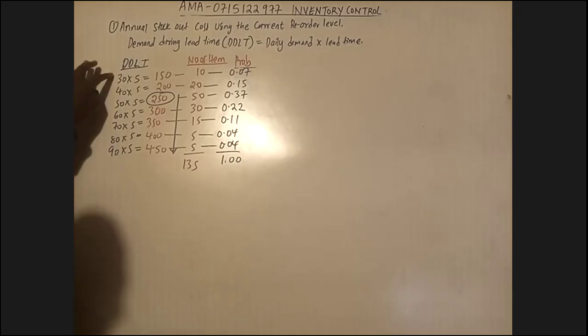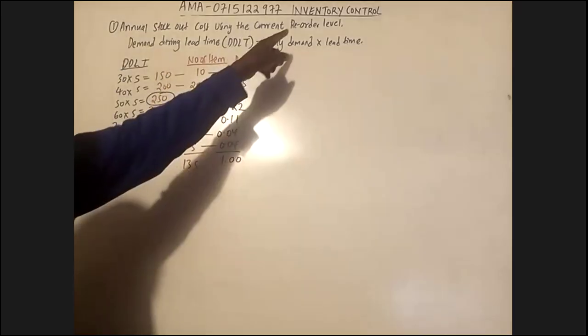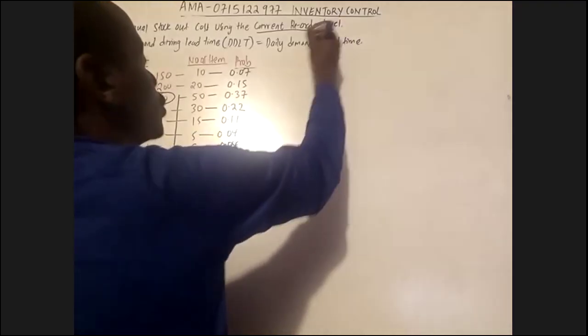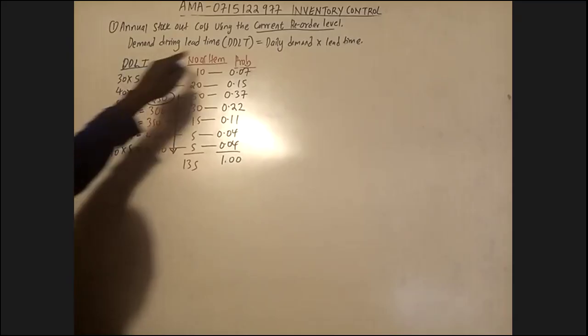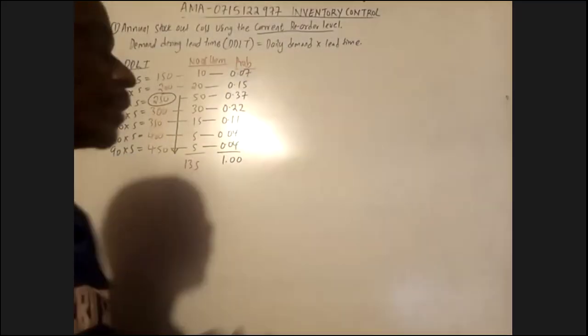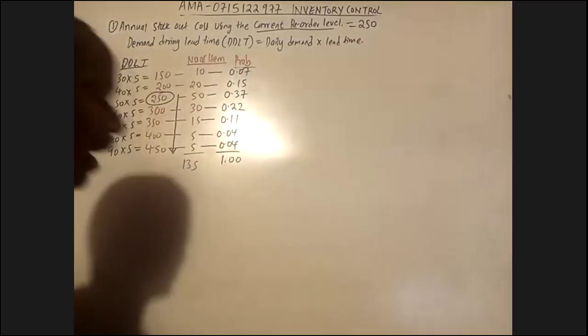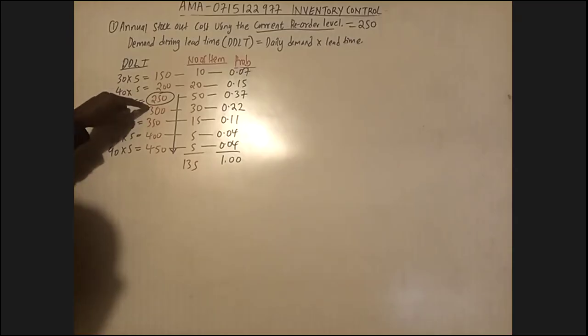Now once you find your DDLT, you compare your DDLT, the demand during the lead time, with your current reorder level. Remember our current reorder level was 250. So unakuja unaangalia hapa kwa 250. Where does it range? Ina range kutoka hapa kwa 250 nimeweka sako.